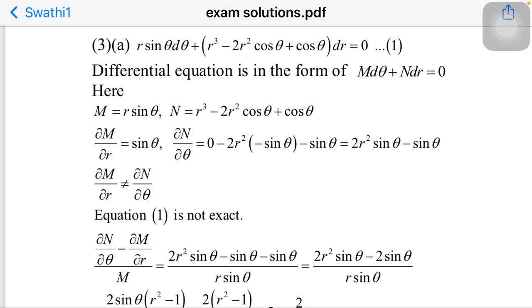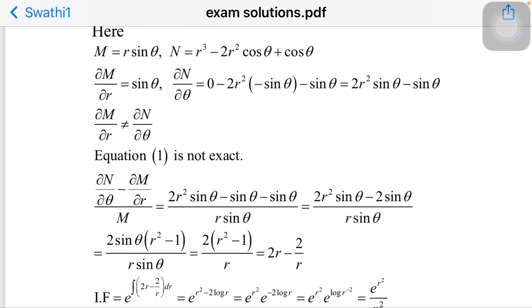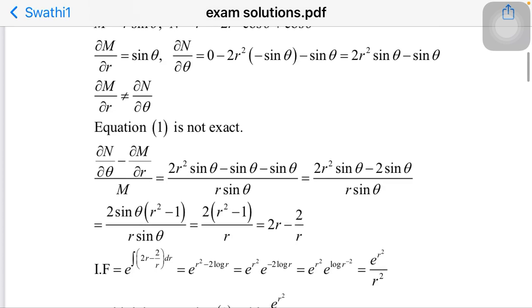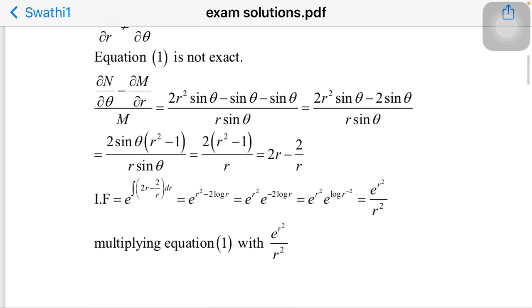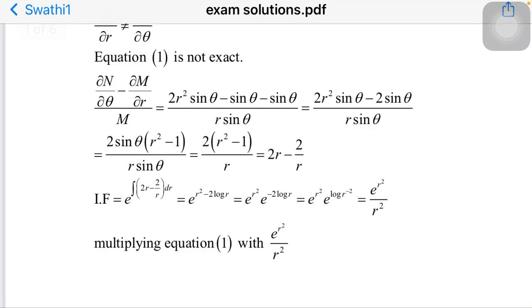And you check dou N by dou theta minus dou M by dou r, divided by M. So this is 2r square sin theta minus 2 sin theta, by r sin theta. And now take 2 sin theta common: 2 sin theta of (r square minus 1), by r sin theta, which is equal to 2 of (r square minus 1) by r. And now 2 into r square by r is 2r, 2 into minus 1 by r, which is minus 2 by r.